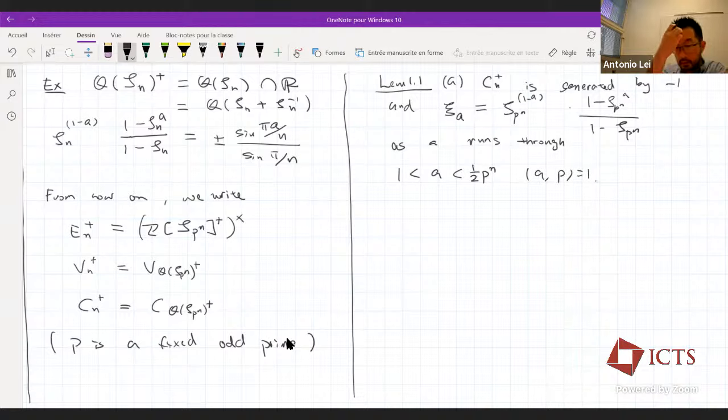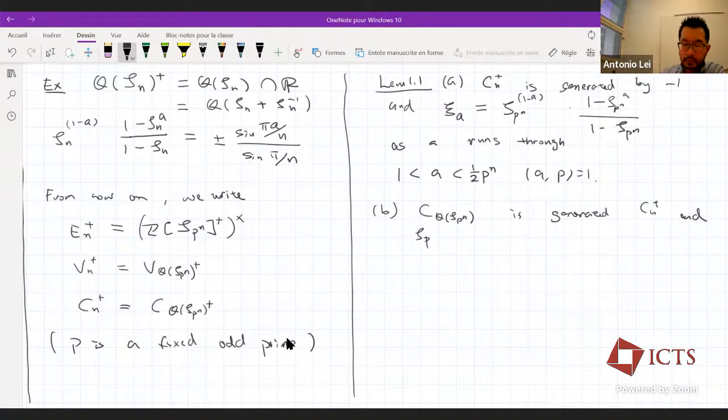That's the first thing. The second thing is that if you look at the cyclotomic units for not the totally real field, but the whole cyclotomic extension, then it is generated by the C_n^+ and zeta_{p^n}. Okay, so this is the first thing you can try to prove.